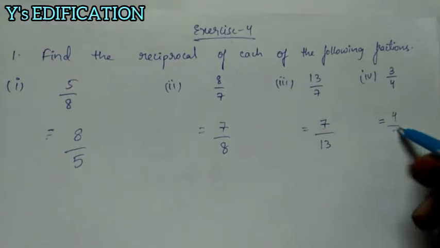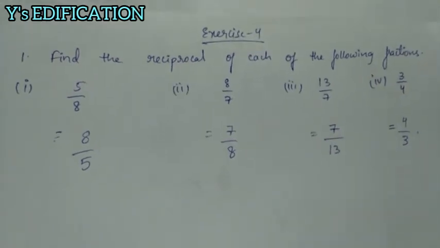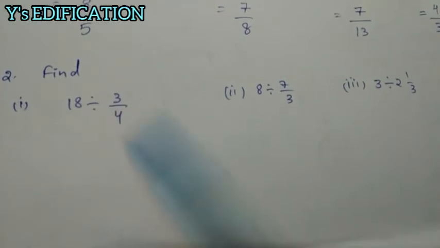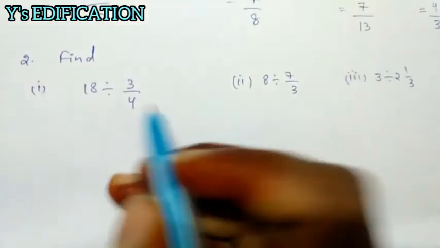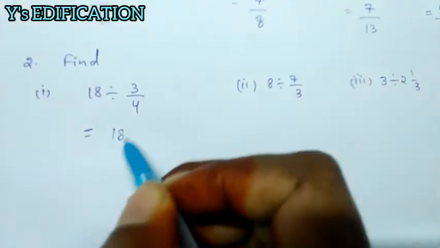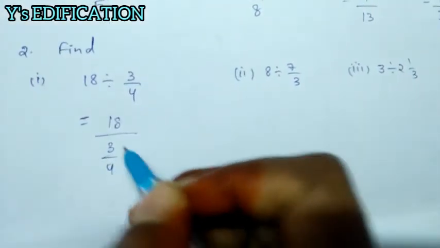It is 4 by 3. Okay, next one. Find 18 divided by 3 by 4. Okay, so we have seen the example problems previously. So how will we write this? 18 by 3 by 4.